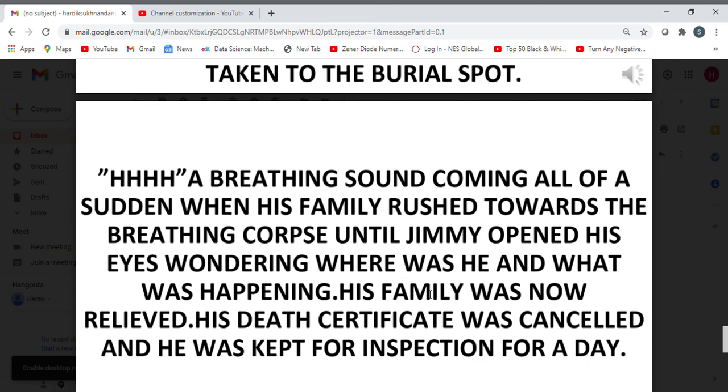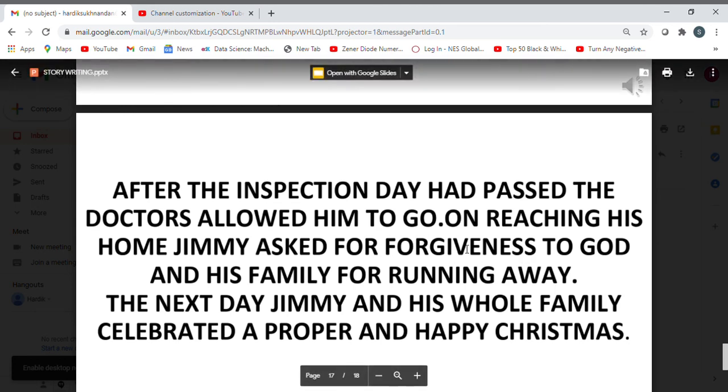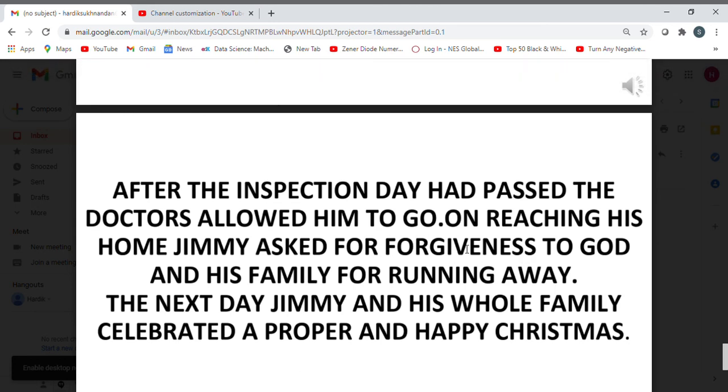So his family was relieved and his death certificate was cancelled. I did not leave this out because otherwise he would still be dead scientifically, and he was kept for inspection for a day, so the doctors definitely might have wanted to check his health. After the inspection day had passed, the doctors allowed him to go. On reaching his home, Jimmy asked for forgiveness from God and his family for running away. The next day, Jimmy and his whole family celebrated a proper, happy Christmas.